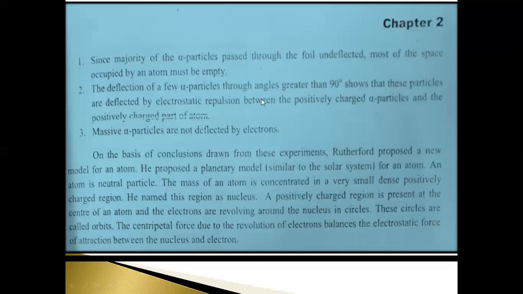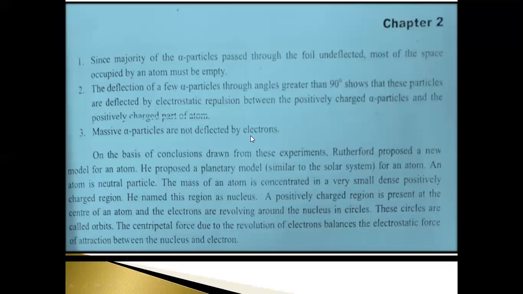So due to that repulsion, what happened? The one particle it will deflect it at an angle greater than 90. Massive alpha particles are not deflected by electrons. The question arises that electrons are also present in the atom. So why do the electrons show no effect on these alpha particles?